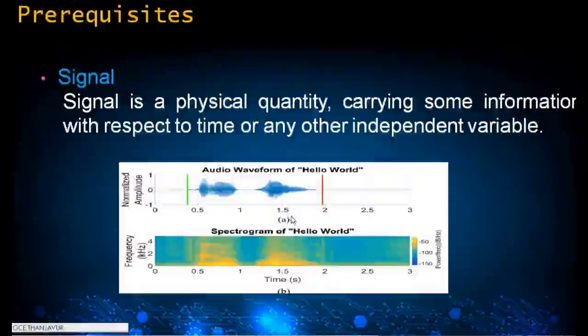I'm taking one example of an audio waveform, hello world. If you say hello world, the variations will be like this. So this is an amplitude variation with respect to time, and this is a frequency as well as power variation with respect to time.